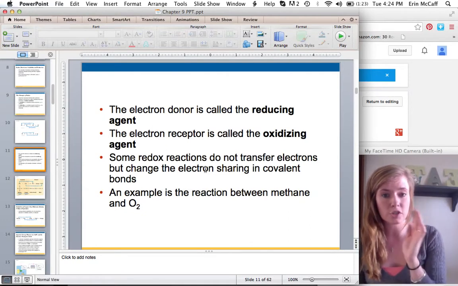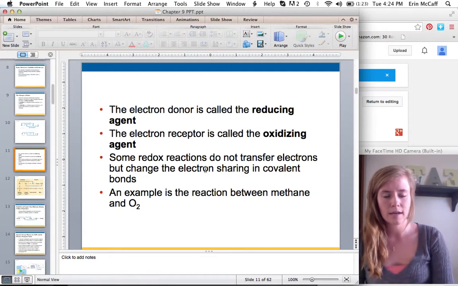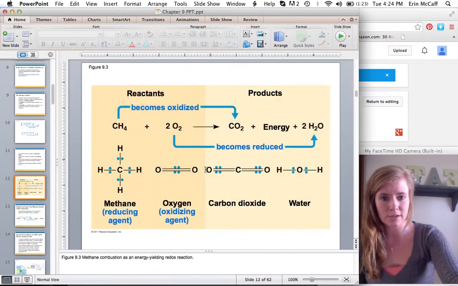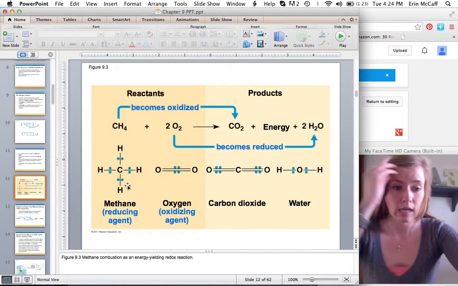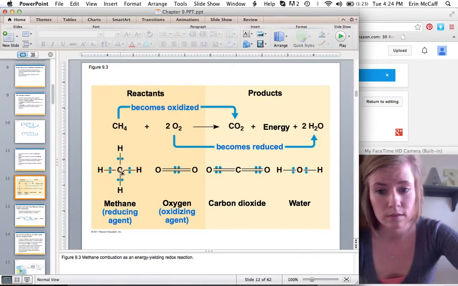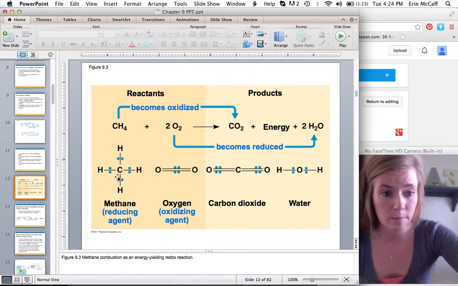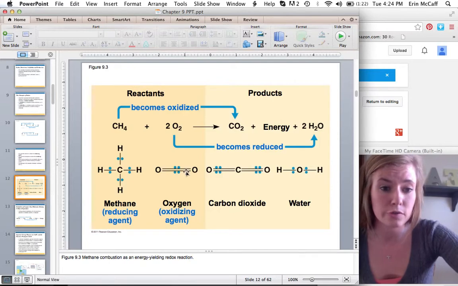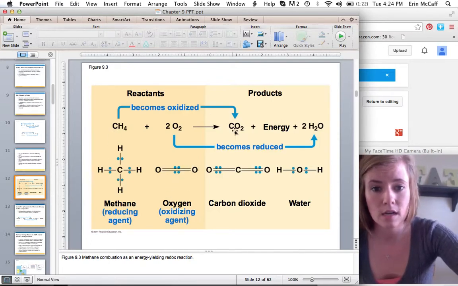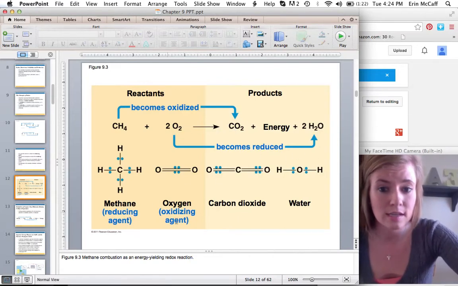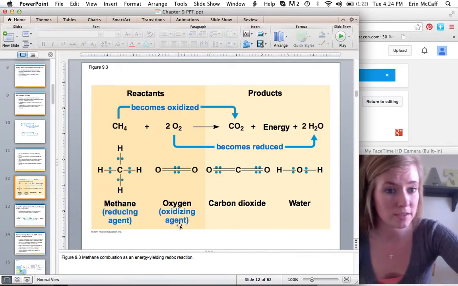And some redox reactions don't actually transfer electrons, but they change the way that the electrons are shared in the covalent bonds. So we'll see some examples of that. One example is the reaction between methane and O2. Here's methane, CH4, one carbon with 4 hydrogens, with 4 covalent bonds between the carbon and the hydrogens. And O2 is oxygen with a double bond between the two. So methane gets oxidized, oxygen gets reduced. So methane is the reducing agent, oxygen is the oxidizing agent.